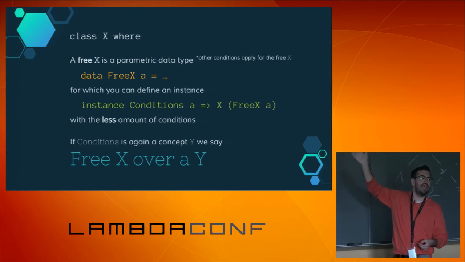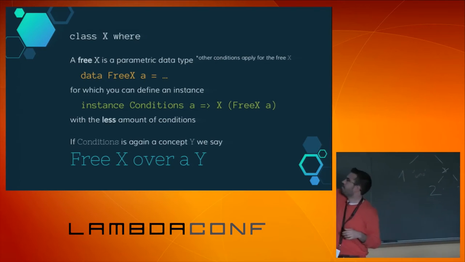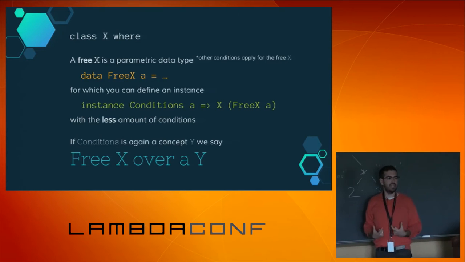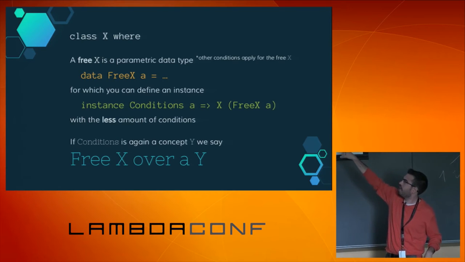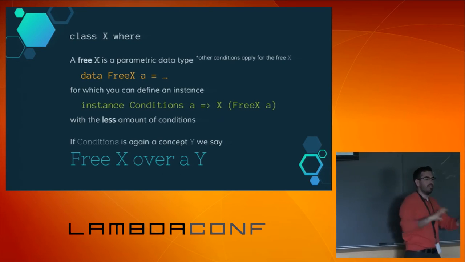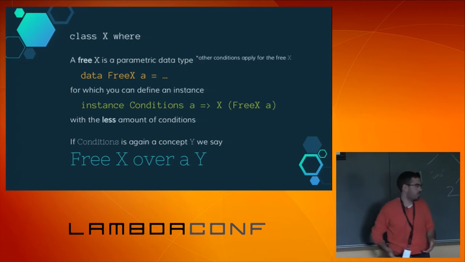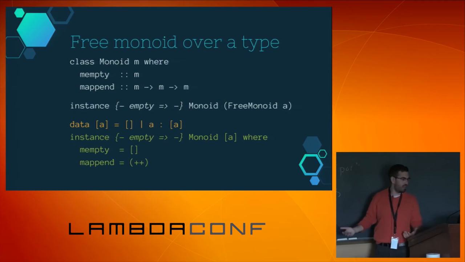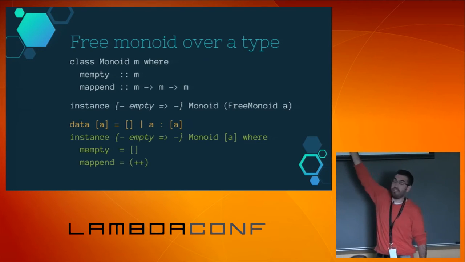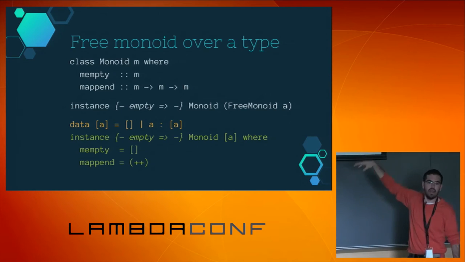So the idea is we have a class X. And we want to say what a free X is. So a free X is going to be just a parametric data type. So a data type free X would take a type A. And then we want to be able to define an instance every time for this free X. So we want to make free X an instance of X with the least amount of conditions. So we want our conditions to be nothing or as small as they can be. And if the condition is some other kind of concept, then we speak about the free X over a Y. So let me make an example. We speak about the free monoid over a type. And the reason list is a free monoid over a type is because for every list of A, we can define an instance of monoid. And we don't have any conditions. So our condition is just to be a type. So we can define it this way.